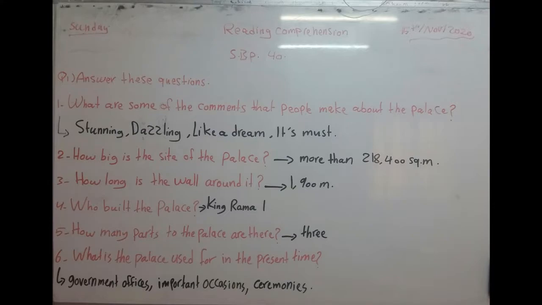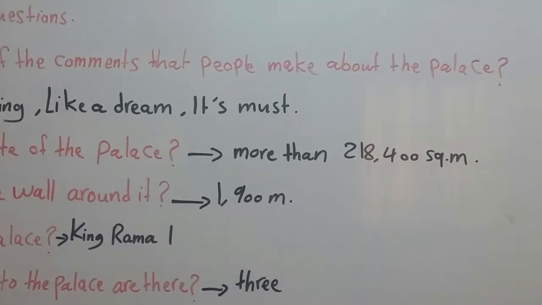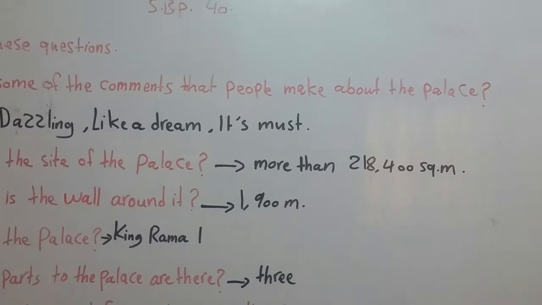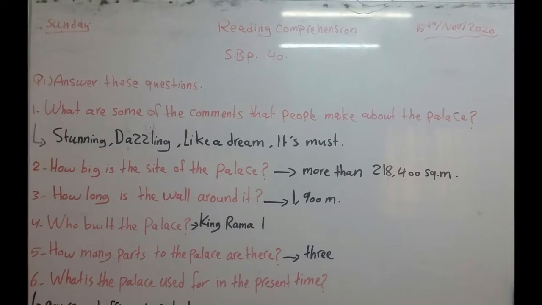It's more than 18,400 square meters. Okay, number 3. How long is the wall around it? It is 1,900 meters. Number 4. Who built the palace? King Rama I.